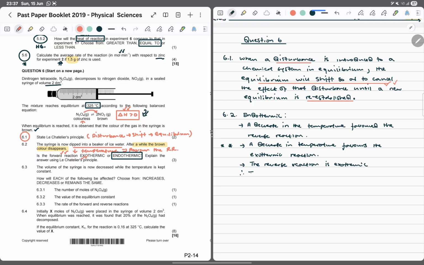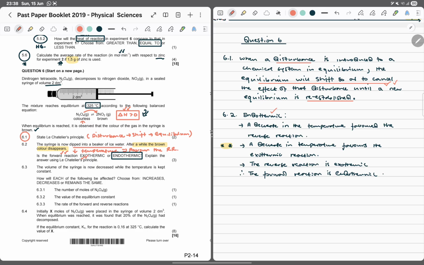Therefore, the forward reaction is endothermic, right? So again, as you can see, we went about our business nicely. This is where the principle applies, and now we just logically make deductions and conclusions. Of course, we have already made this conclusion up here. We just wanted to show how it comes about.